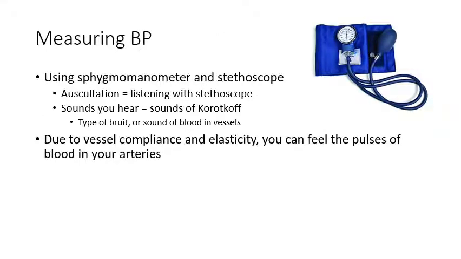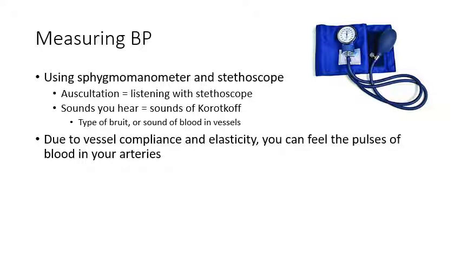In order to measure the blood pressure, you would usually use a sphygmomanometer and a stethoscope. When you're listening to the blood or the heart with a stethoscope, we call that auscultation. The sounds you hear when you're listening are called the sounds of Korotkoff. When you're listening to the actual heart, you would be hearing the S1 and S2 sounds, but when you're listening to the blood flowing through the vessels, like in the arm where you would take the blood pressure, that's the sounds of Korotkoff.